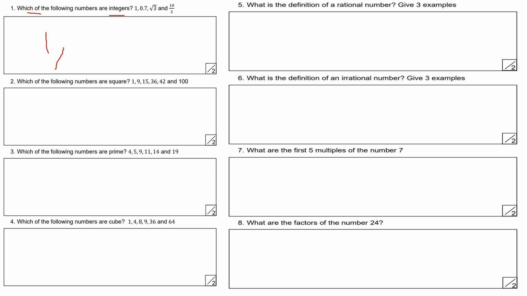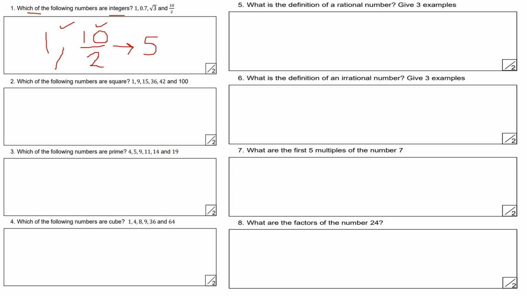Okay, the square root of 3 is what we call a surd because it's not a whole number. And 10 halves actually is a whole number because 10 divided by 2 is 5. Okay, because the answer to this is a whole number. It gives you the number 5. So these two are integers. Okay, a little tick there.